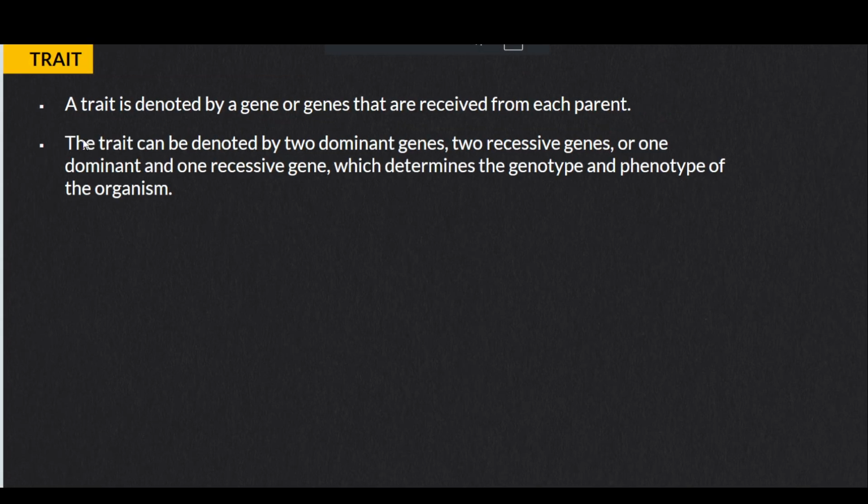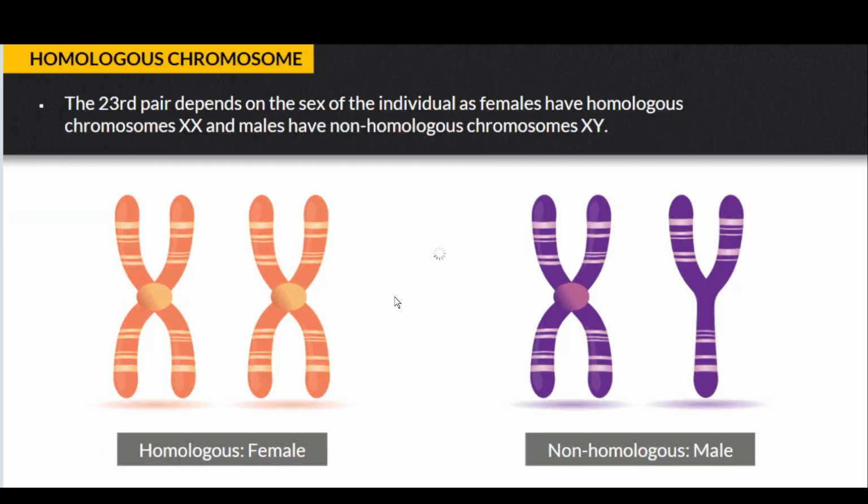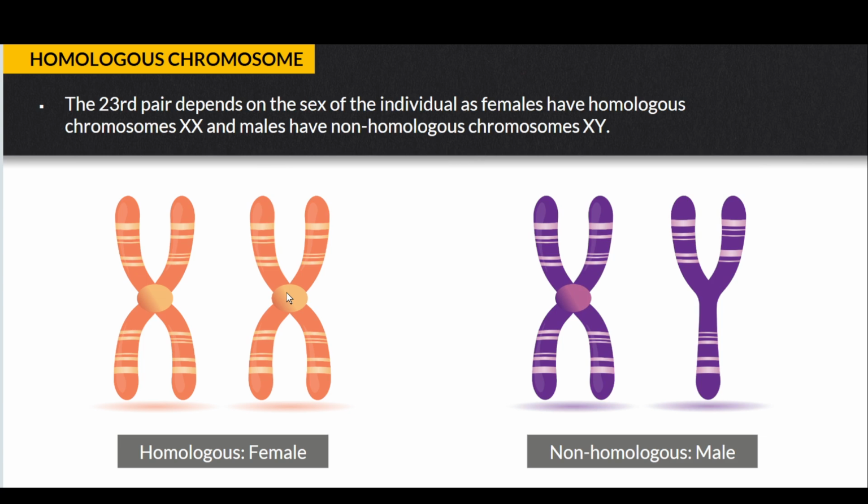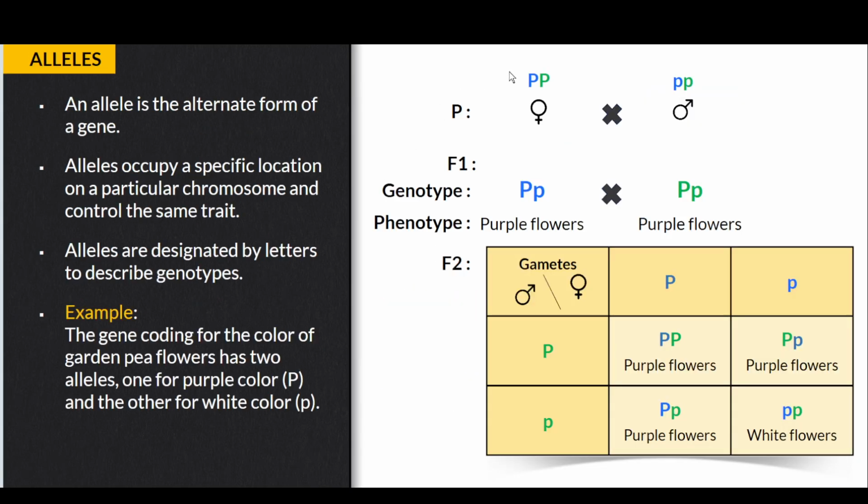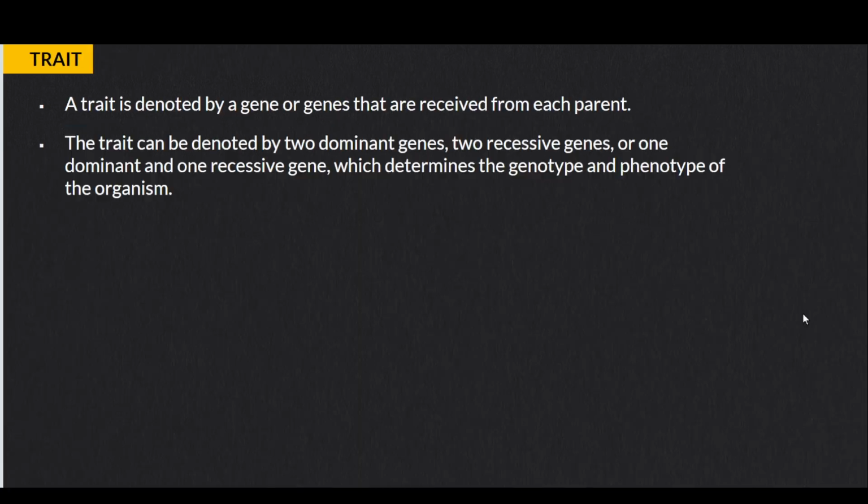So a trait is denoted by a gene or genes that are received from each parent. Like in this example, we used P for purple color and small p for white color. So color is a trait which we are representing using these alleles, using the letter P, right? This is what alleles mean. And these genes come from each parent, from mother and father.